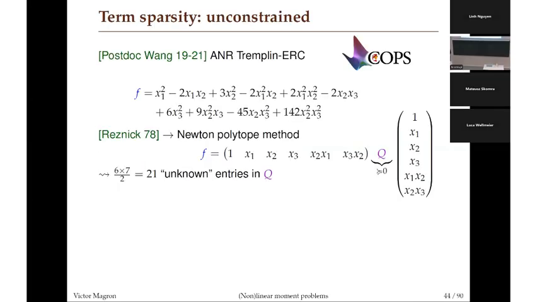All right. And so basically, the term sparsity methods that we designed are variants of this, and generalizations also to the case where you have constraints, because very often you have constraints in your application. So again, let's take a complicated polynomial with quite a lot of terms. Here it's a 3D example. Let's do it first in the unconstrained case. If you apply the Newton polytope method, then you get 6 monomials.